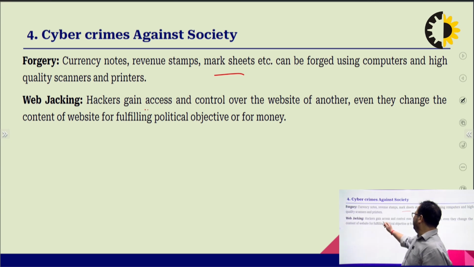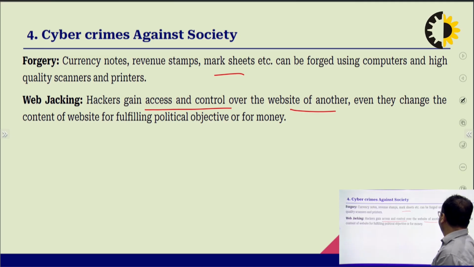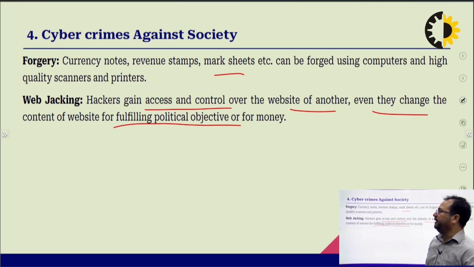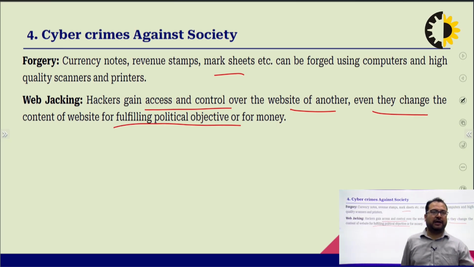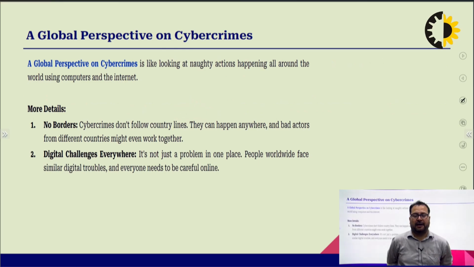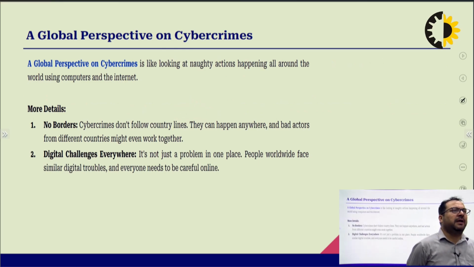Then we have webjacking, which is a crime against society. Hackers gain access and control over the website of another. They even change the content of the website for fulfilling a political objective or for money. So that is called webjacking. The control of that website comes under the hackers. So that term is basically webjacking.